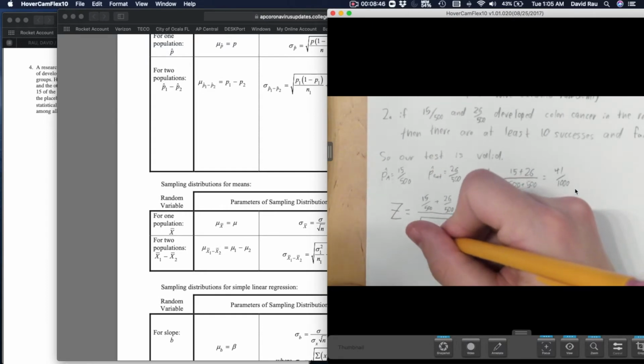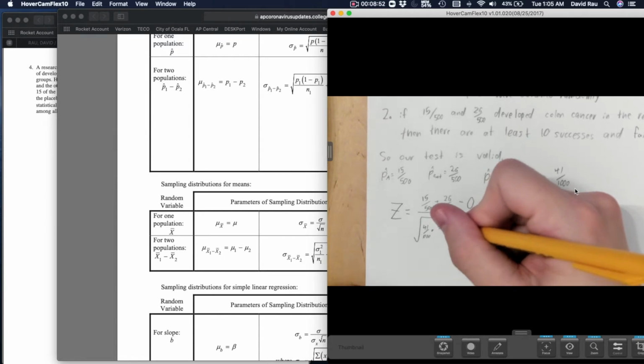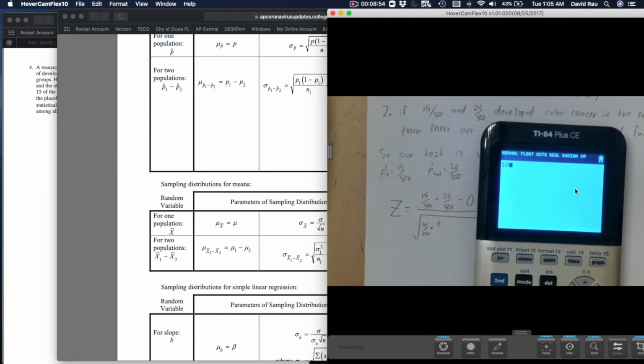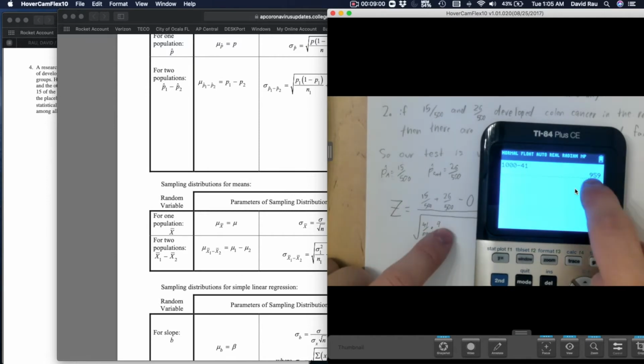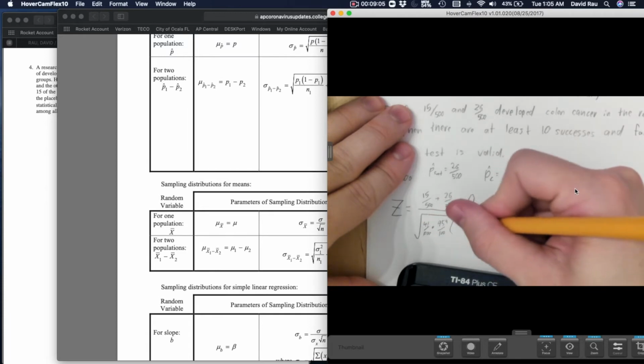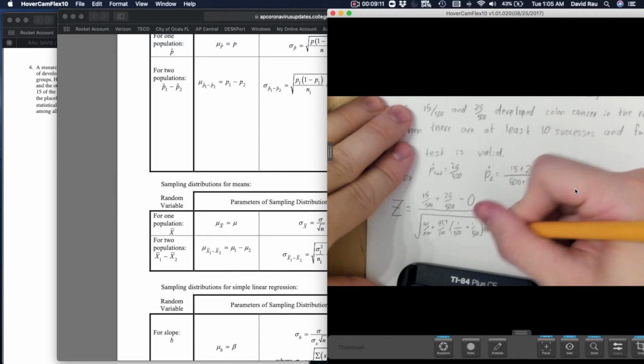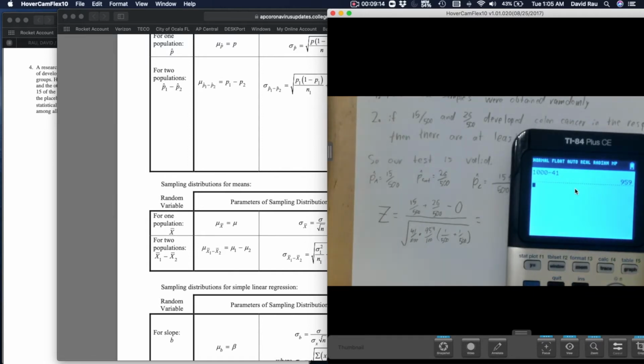So we have the 41 out of 1,000 times the 1 minus that, which would be 959 out of 1,000. So 41 people out of 1,000 did get colon cancer, then 959 did not. Out of the 1,000 times 1 over 500 plus 1 over 500. Okay, let me calculate this, and we'll verify all this is correct using the calculator in a second. What I mean by that is we'll just actually do the z-test in the calculator.